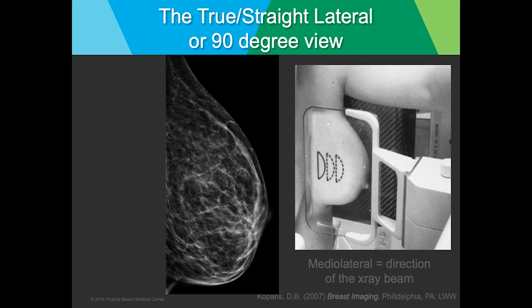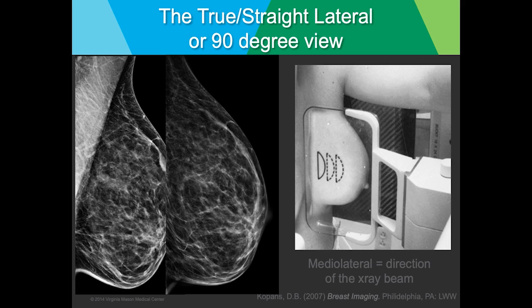One thing to note here is on this MLO view, for example, you don't see any pectoralis. In comparison, here is an MLO view on the same patient showing much more pectoralis. So the risk of the true or straight lateral view is the exclusion of posterior tissue, particularly axillary tail and axillary tissue.